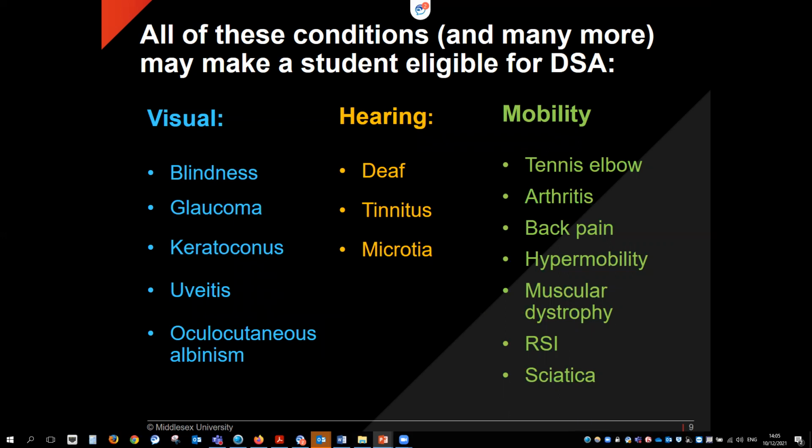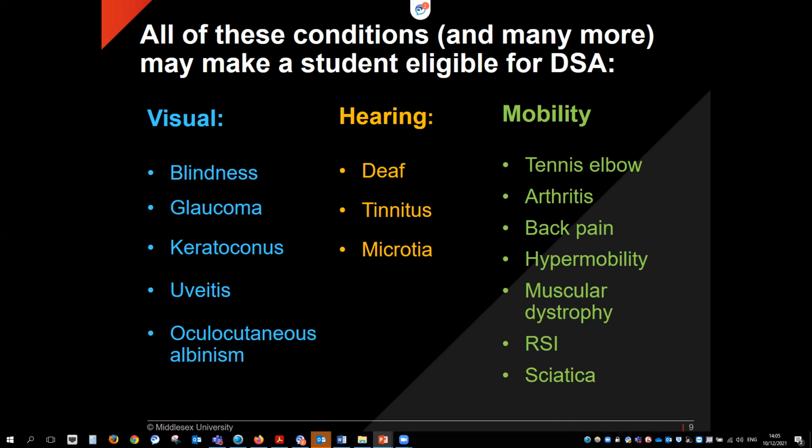Of course, any student with a physical disability that affects their mobility, any visual disabilities, from blindness to glaucoma and other conditions that affect the student's vision would make a student eligible for DSA. And of course, any condition that would affect their hearing. So even if the student is profoundly deaf or has another hearing impairment, this would make them eligible for the DSA.